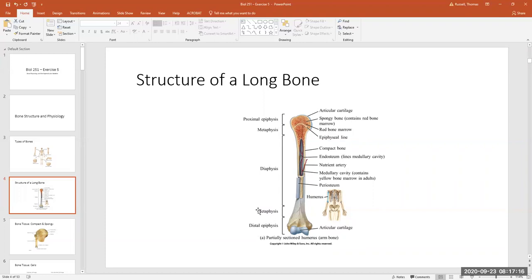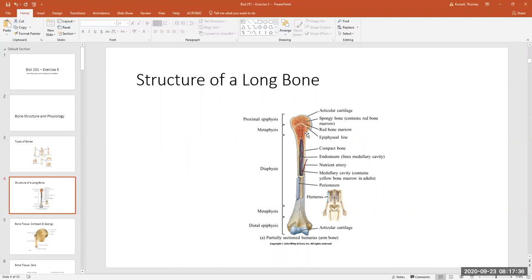You'll have to say, well, technically, this should be the distal metaphysis, because this is the distal end of the bone. So this would be the distal metaphysis down here. And then up here is called the proximal metaphysis. Now, we're also going to be learning about our growth plate.